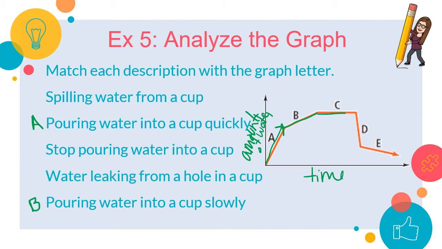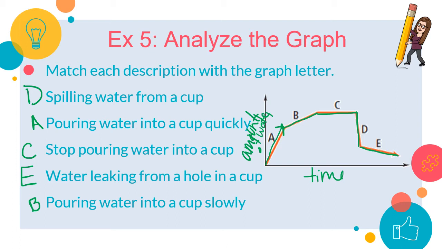This next segment is steady, meaning the height or the amount of water is not changing. So I've stopped pouring water. Then notice this quick decrease. It changed very quickly. I lost a lot of water in my cup, which means I probably spilt it. And then slowly decreasing over time. It's a slower rate, so therefore the water is leaking from that hole in the cup.